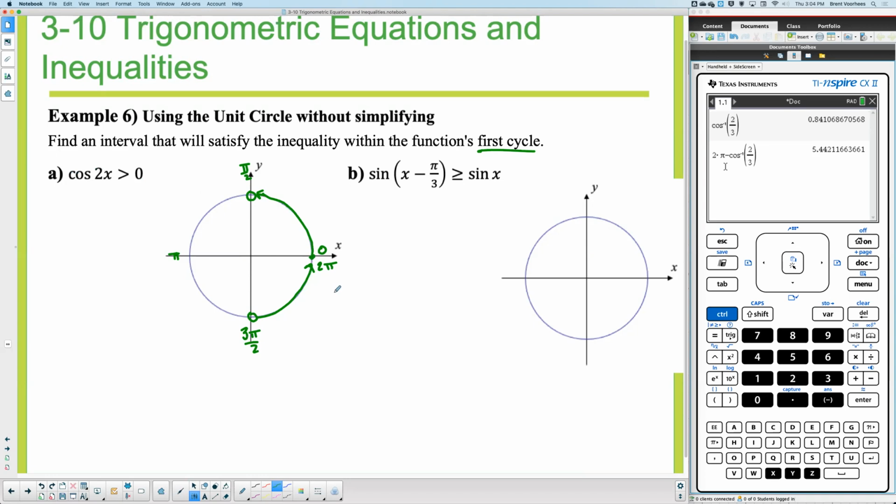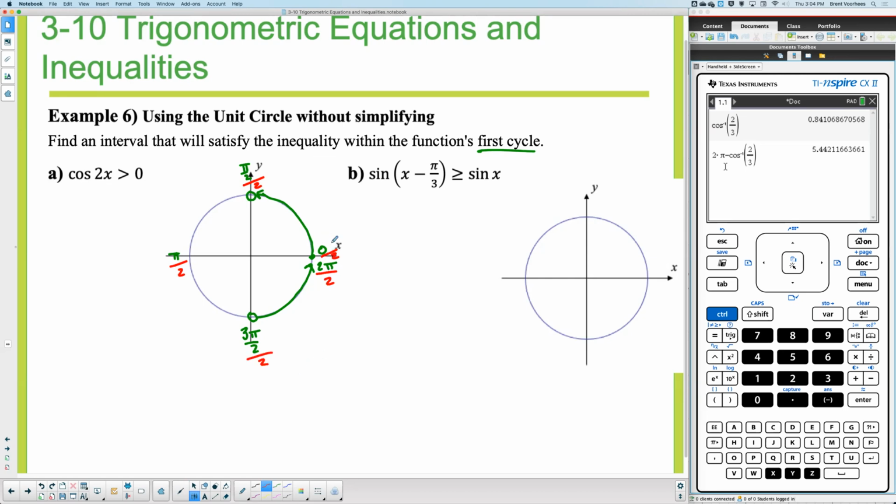And technically 2 pi would be starting the new cycle, so we wouldn't include that one either. But this is 2x, so if I wanted to isolate this for x, now that I've taken care of the cosine portion, I would need to divide all the values by 2. So everything would get divided by 2 here. Everything would get divided by 2 for this first cycle.